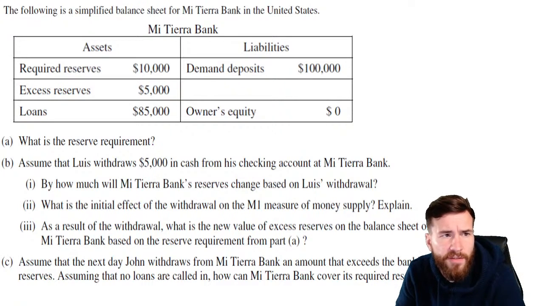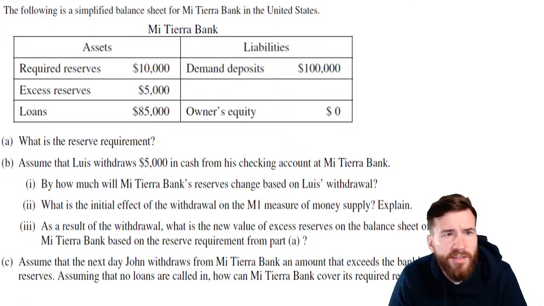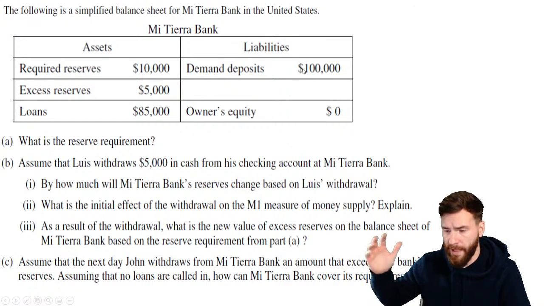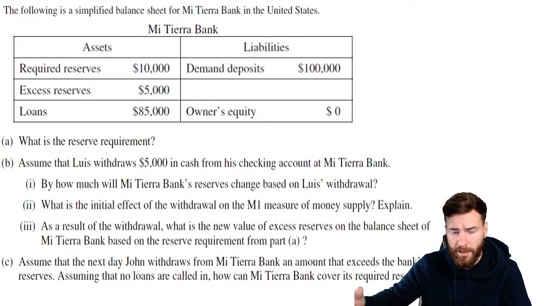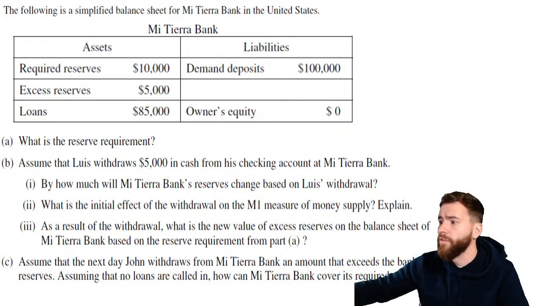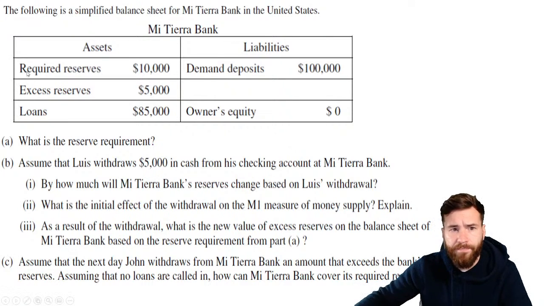All right, so it says the following is a simplified balance sheet for a bank in the United States. Again, you see assets and liabilities. You see there's $100,000 in people's checking accounts, all their checking accounts added together. That's $100,000 that the bank is responsible for. If everyone who uses this bank walks in and demands their money out of their checking account, the bank better come up with $100,000.